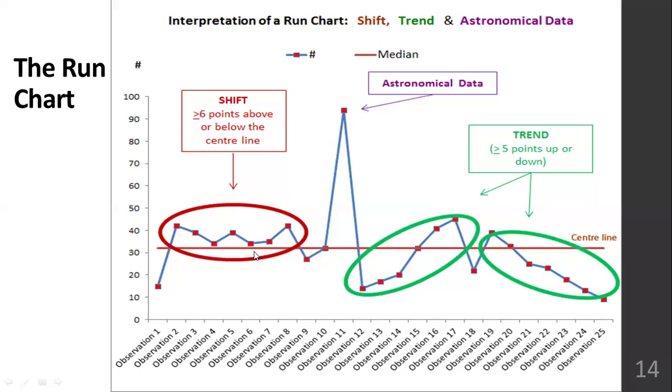So this is how a run chart can help you in the beginning of the project to see if the project is moving smoothly or not. If you are only getting trends, things are moving smoothly, there is not much delay. If there are a lot of shifts and a lot of astronomical data, something is wrong with the process. You have to recheck it.